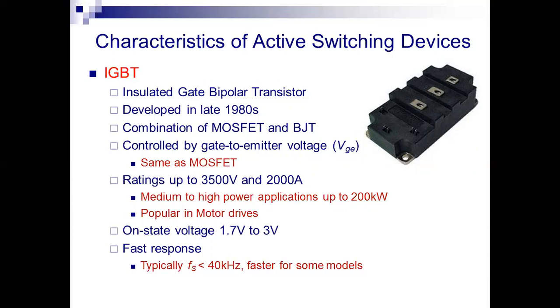Same as a MOSFET, which is normally controlled by gate source voltage. If you observe the symbol, gate, drain, and source are placed, and the gate source voltage controls it. Here, in the IGBT, the gate to emitter voltage is controlled. Ratings are up to 3500 volts and 2000 amperes, medium to high power applications up to 200 kilowatts. IGBTs are very popular in motor drives, AC drives or DC drives. Most applications use these IGBTs.